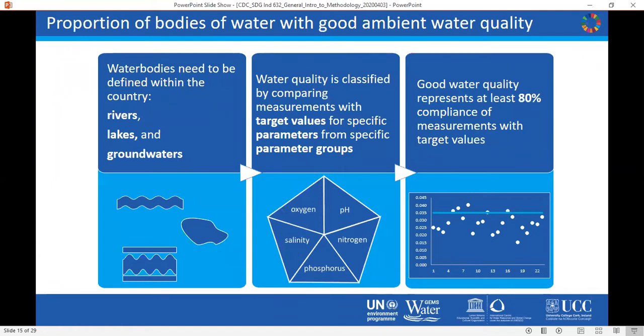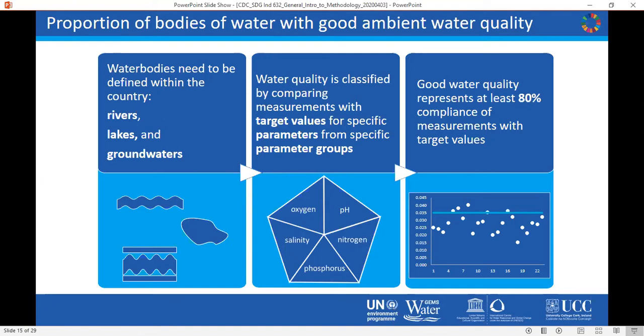So indicator 6.3.2 is reported as the proportion of bodies of water with good ambient water quality. This means, as a first step, countries need to define the boundaries of their water bodies. This is like sections of a river, a lake, or a groundwater body. And water quality can be determined and classified from its physical, chemical, or biological characteristics.